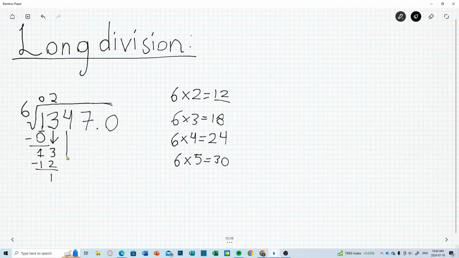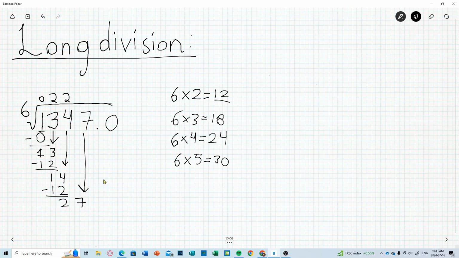Now we're going to bring down our 4, giving us 14, and we're going to look to our table again, and we're going to try to find the number that is closest to 14 while being smaller than 14, which is 12 again. So we're going to write a 2 up top, and we're going to subtract 12 from the bottom, giving us 2 this time. Now we'll bring down the 7, and we'll do the same thing.